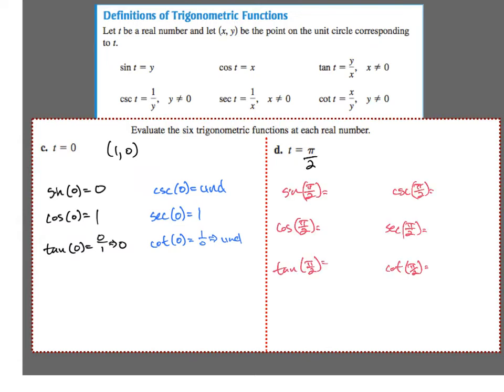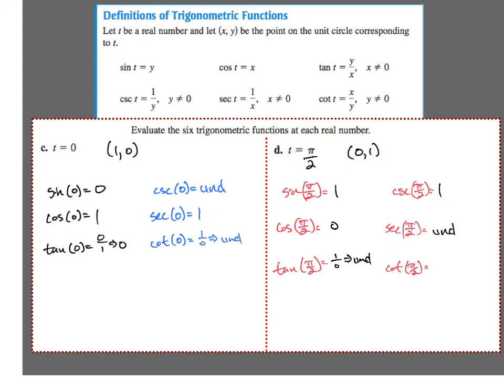All right, so pi over 2, what are its coordinates? 0, 1. So sine deals with the what value? The y. So I get 1. Cosine is the x, so I get 0. Tangent is y over x, so what do I get? 1 over 0, which we're going to call undefined. Cosecant, it's the what of sine? It's the reciprocal, so what do I get? 1. Secant is the reciprocal of cosine, so what do I get? It's undefined. Very nice.